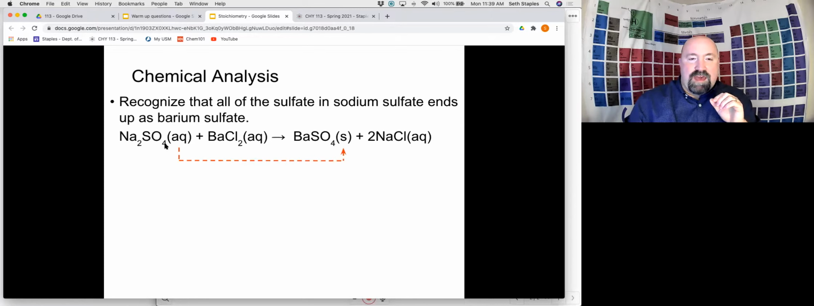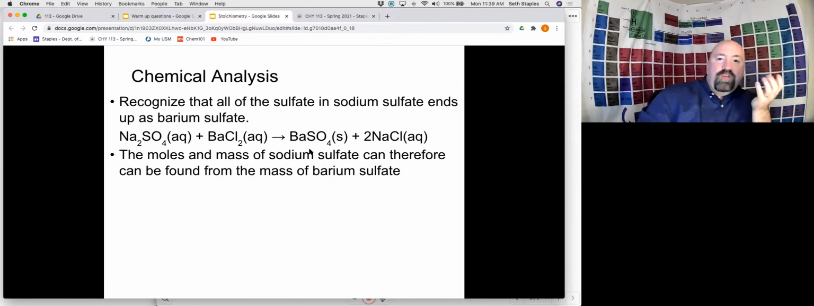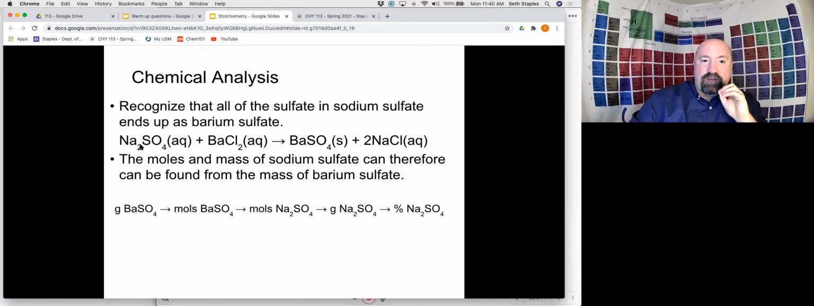Again, we can see that all the sodium sulfate that was aqueous, and all the sulfate especially, is now precipitating out as barium sulfate. So all the sulfate that was originally present in our sample is now locked up in this solid barium sulfate. What we can do then is simply take the mass of this barium sulfate and convert that over to moles. The number of moles of barium sulfate that I get in the end had to be equal to the number of moles of sodium sulfate that we had to begin with.